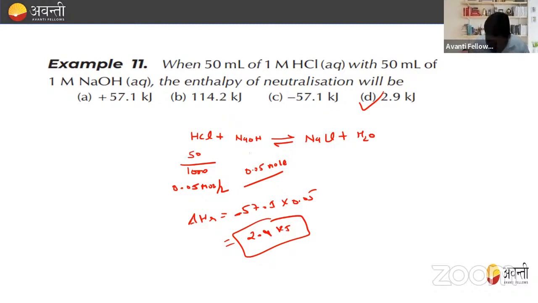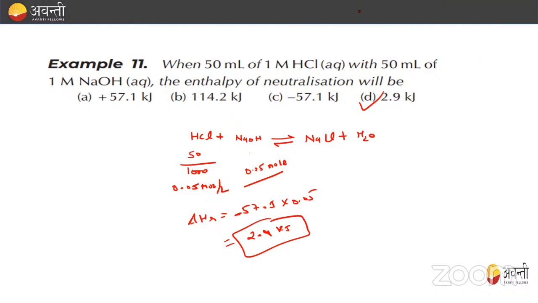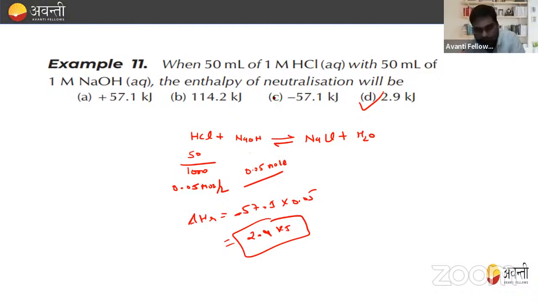Is there any problem in this question? Any problem? No? Right. Okay, so this is how we can solve this. That is, the delta enthalpy of reaction comes out to be 2.9 kilojoule. Let's see the next one.